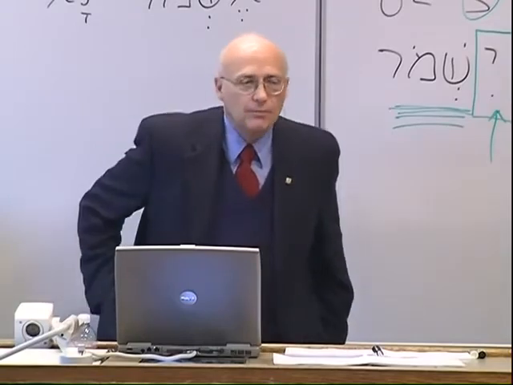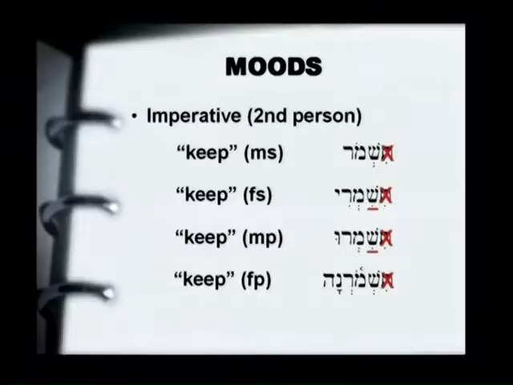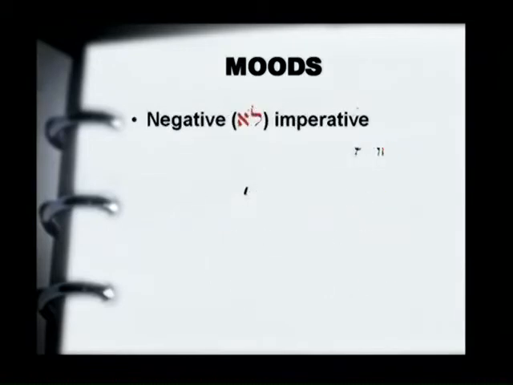Let's read these together. Shemor. Shimri. Shimru. Shemorna. Now, negatives. When we have a negative of an imperative, a prohibition, you shall not, or you must not, or never do this, lo is the negative to be used.